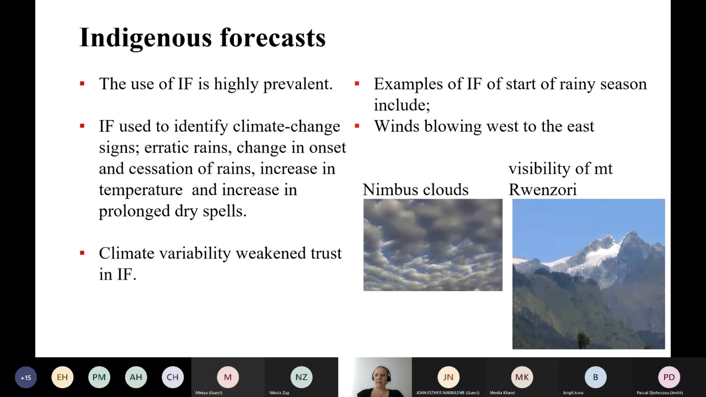The indigenous forecasts are usually forecasts that are passed on from generation to generation. Farmers in Kasese district usually identify the start of the rain by using indigenous forecasts. For example, when it's going to start raining, the clouds go from west to east. Also, the area where the rains are going to start has been weakened due to the climate variability in the district. Next slide, please.